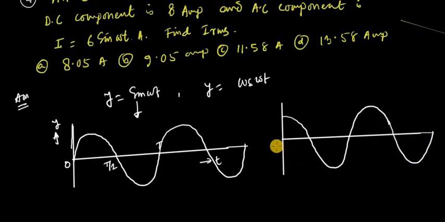So this is 0, this is our T by 2, and this is our T. No, this is T by 4, this is T by 2, this is 3T by 4, and this is our T.